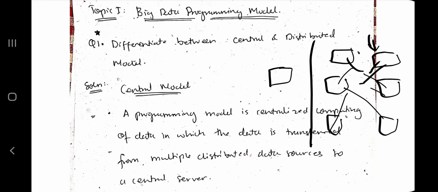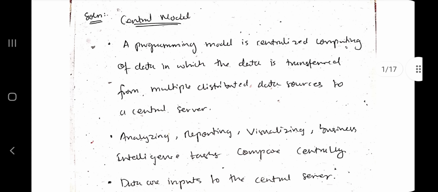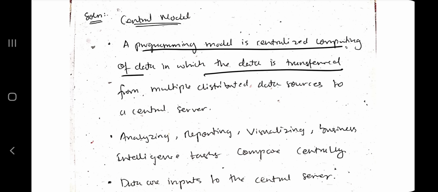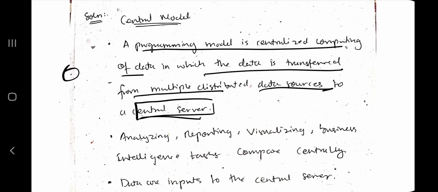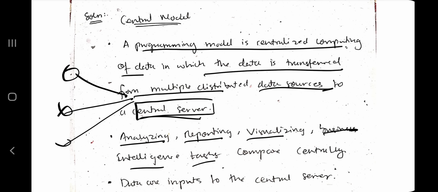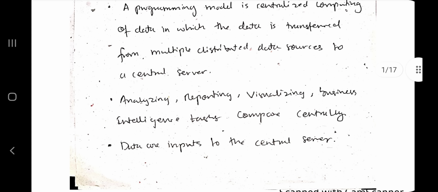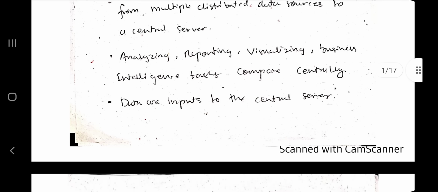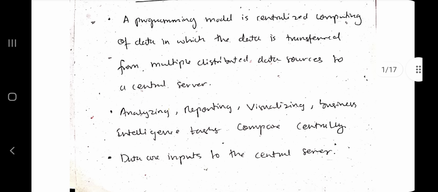There are advantages and disadvantages of each of these. The first point you will write for the central model is that it is a programming model for centralized computing of data, in which data is transferred from multiple distributed data sources to a central server. All the data from the different sources will be transferred to one central server. The second point: the tasks include analyzing, reporting, visualizing, and business intelligence tasks, and all these will be performed centrally. Then there are inputs and outputs: data is input to the central server, and from the central server the outputs are sent. So these are the basic 3 points you are supposed to write.